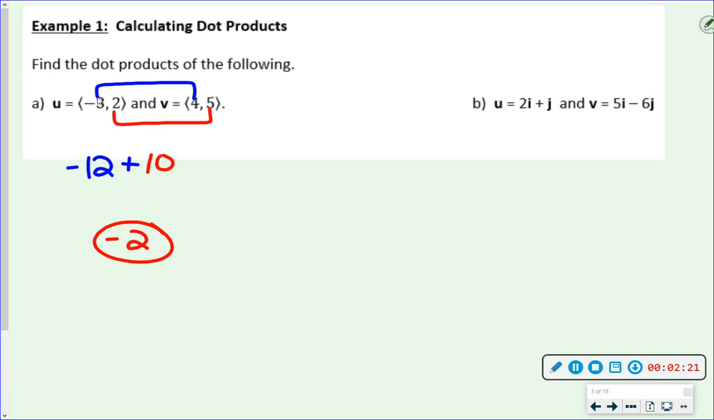Same thing. You're just in the i and j. Same deal. Multiply the horizontal components first, so 2 times 5. And then we're going to do our vertical, really a 1 there, 1 times -6. And, of course, add it together. Okay? Simple. Very simple. And you will see why we start with dot product. It is in some of these other formulas.